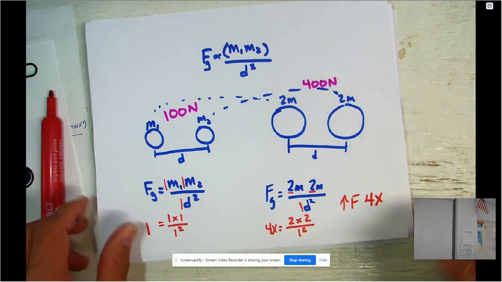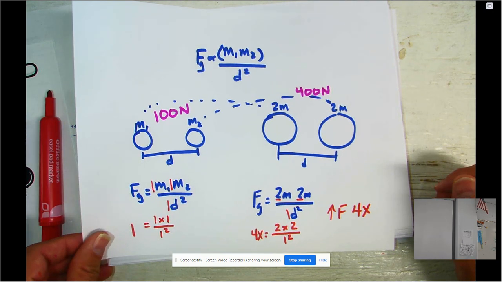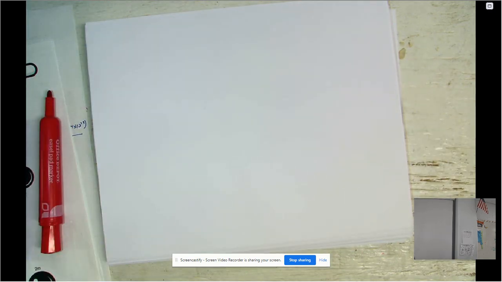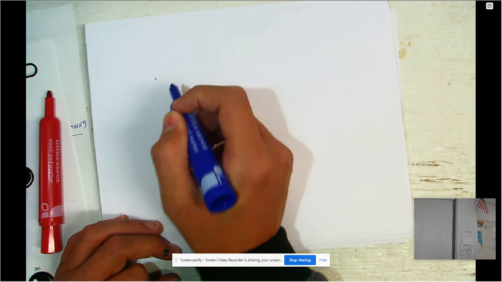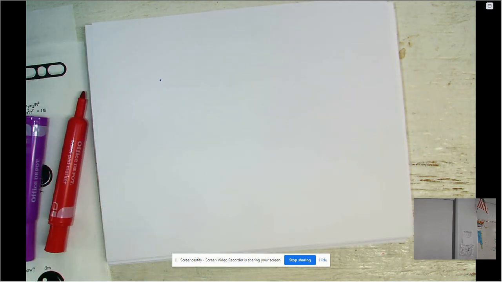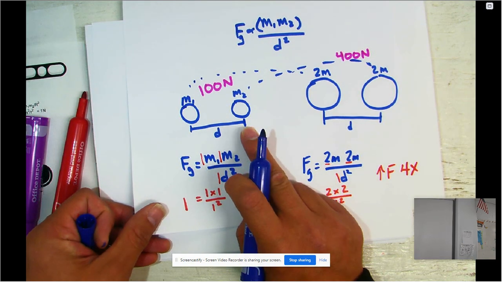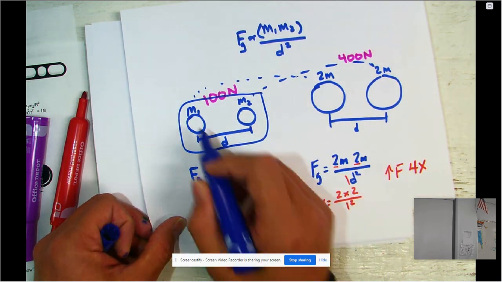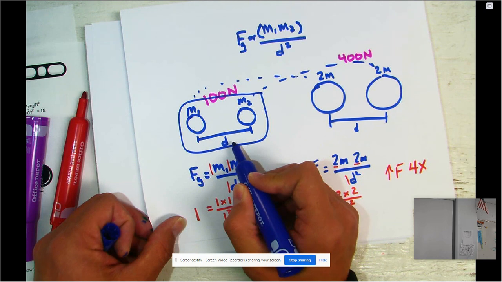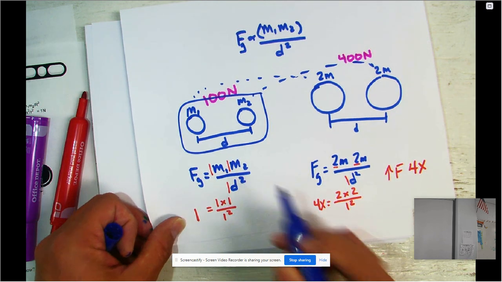Okay. We could probably look at distance. Let's look at distance. So we're always going to compare the original amount. So we're always going to say the original amount is always going to be this, right? This is our original. Some mass times the second mass divided by the distance squared.